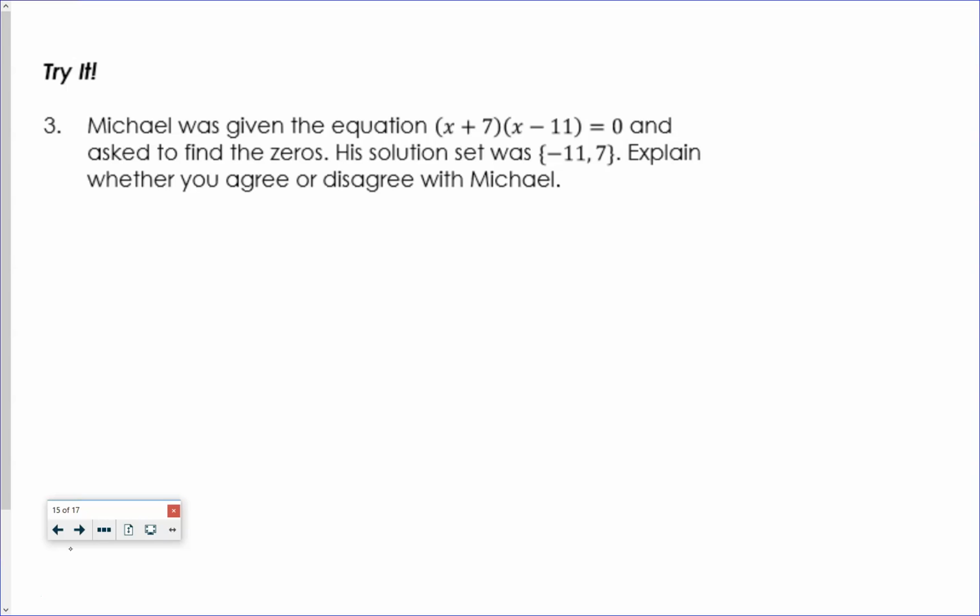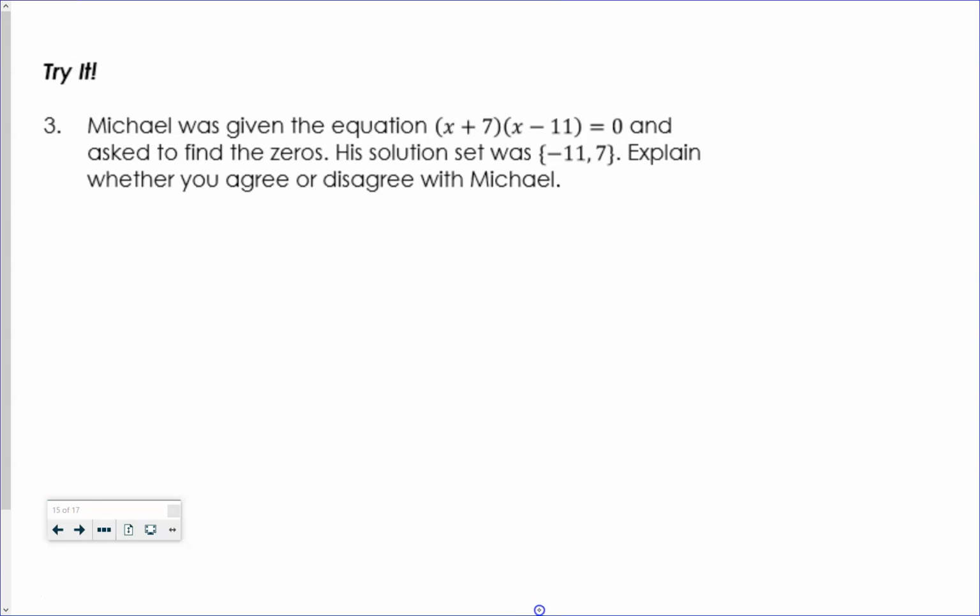All right, Michael was given the equation x plus 7 times x minus 11 equals 0 and asked to find the zeros. His solution set was negative 11, 7. So a solution set means he just listed his x values. So he got x equals negative 11 and 7. Explain whether you agree or disagree with Michael.